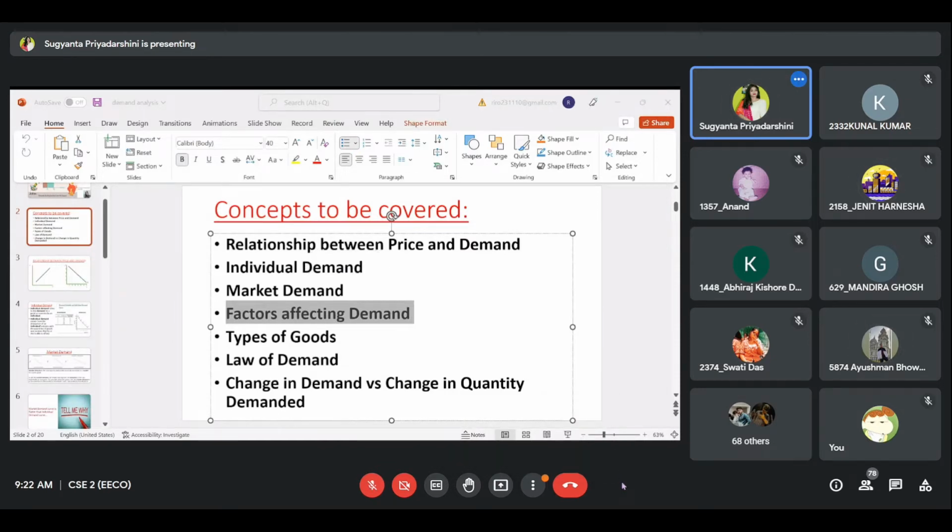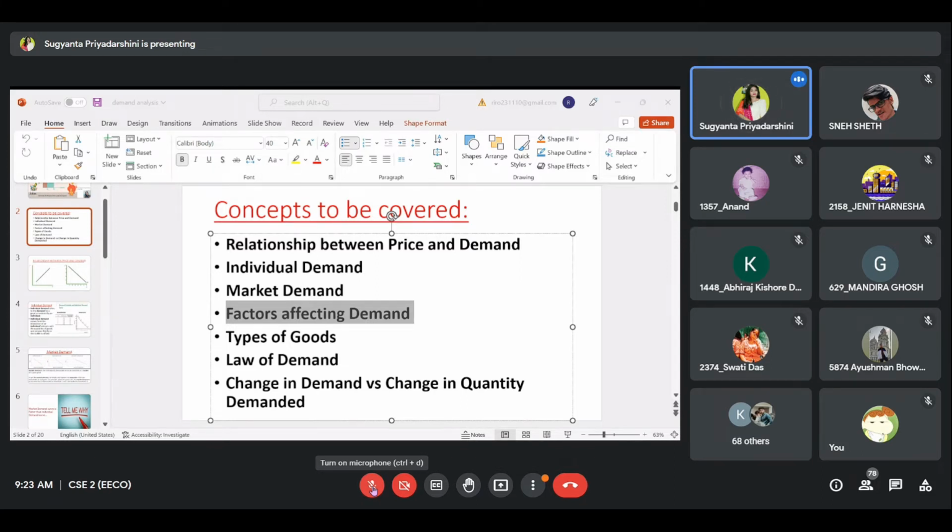Ma'am, what about return of investment? Usage. It is required, that's why you are buying now. Budget, very good, Swati. That can be one of the reasons. That is budget or income. Okay, so we have got three reasons: price, quality, and income.